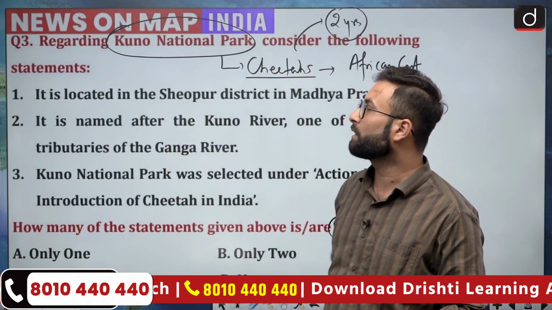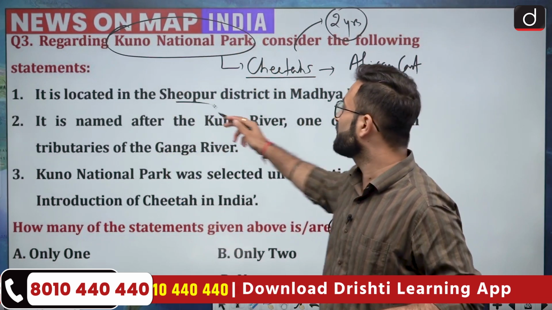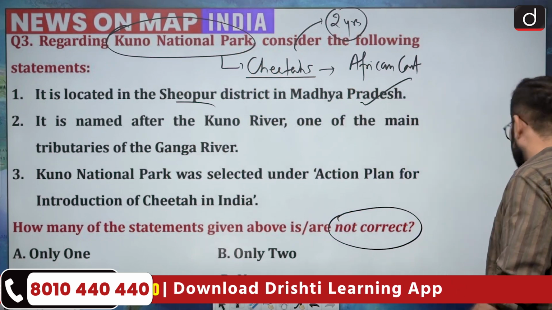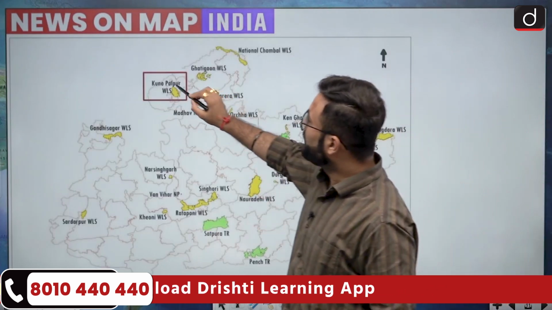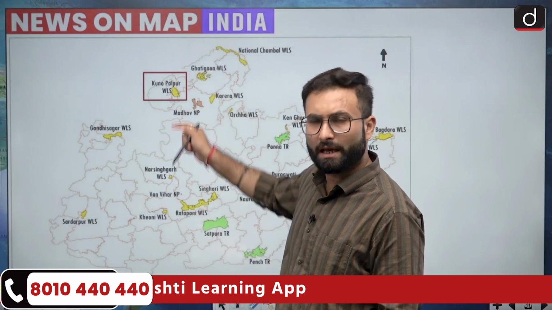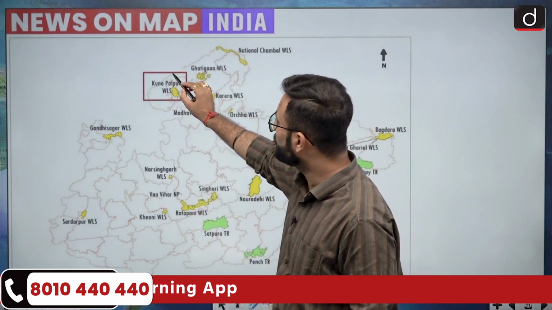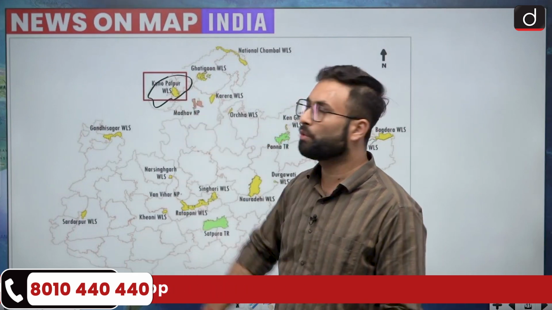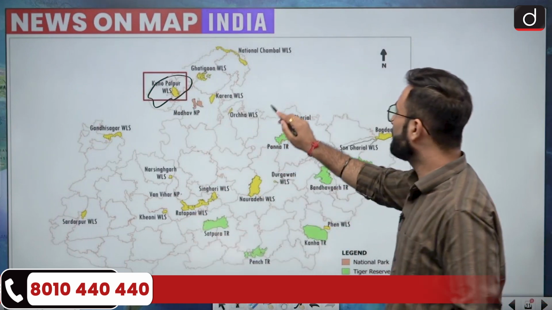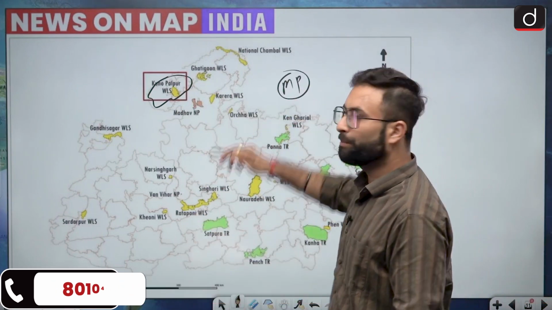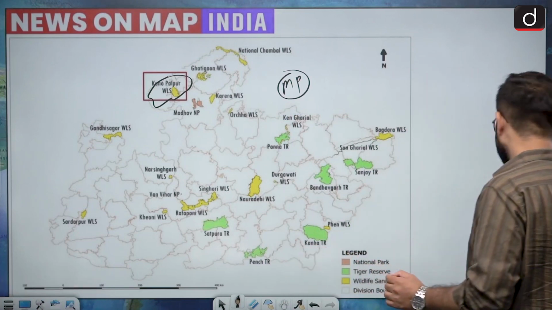Now talking about the location, it is located in the Shivpur district in Madhya Pradesh. This statement is correct. Here you can see on this map, we have this Kuno Palpur Wildlife Sanctuary, and National Park is there in the vicinity. So this is basically the place where Kuno is, and it is in Madhya Pradesh. Okay, Shivpur district. So statement 1 is correct.